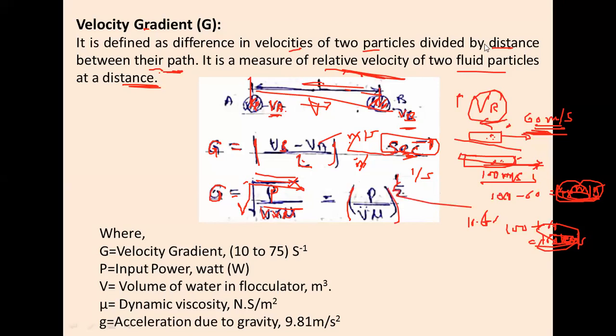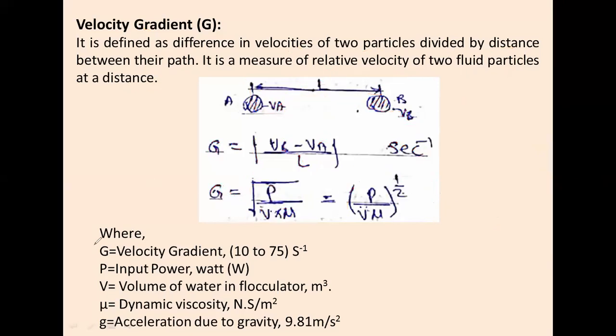So what are the different terms? G is nothing but the velocity gradient. The general value of this velocity gradient ranges between 10 to 75 per second.